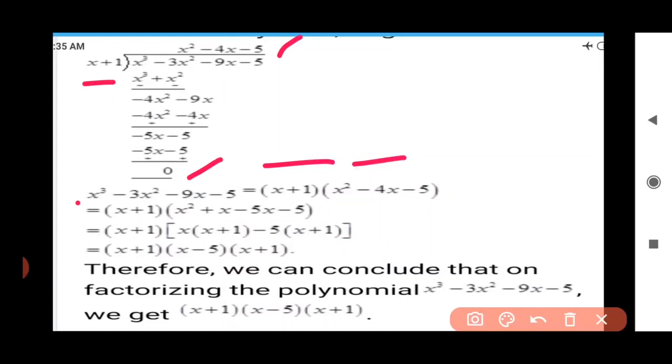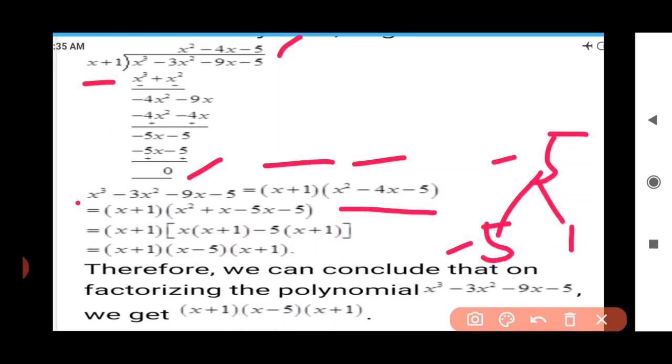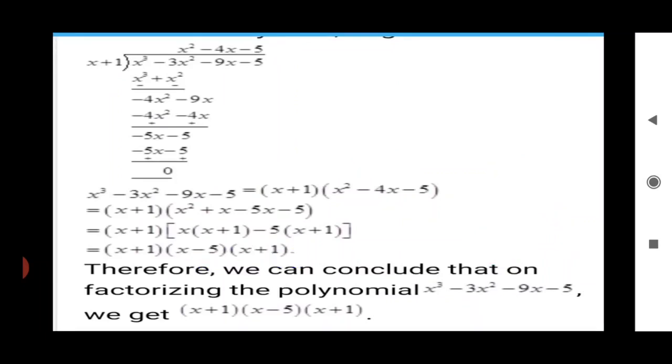Now we find the factors of the quadratic polynomial using the splitting middle term method. 1 into minus 5 is minus 5, and the sum is minus 4. So minus 5 and 1: minus 5 plus 1 gives minus 4. So x minus 5 and x plus 1 are the factors of x squared minus 4x minus 5. Therefore we conclude that on factorizing the polynomial x cube minus 3x squared minus 9x minus 5, we get the factors x plus 1 into x minus 5 into x plus 1.